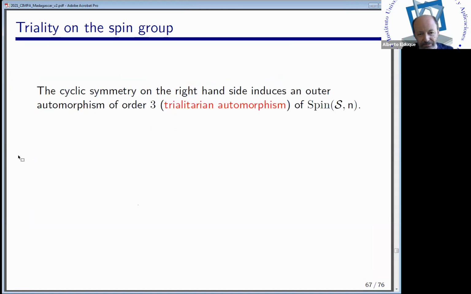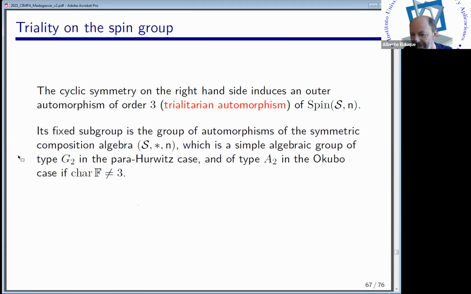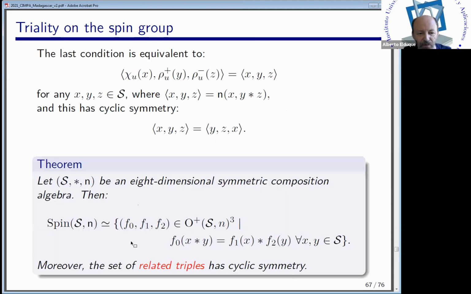8. Okay, since I don't have much time, what happens is that we have the natural automorphism that permutes cyclically these three elements.